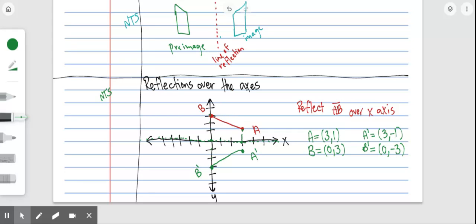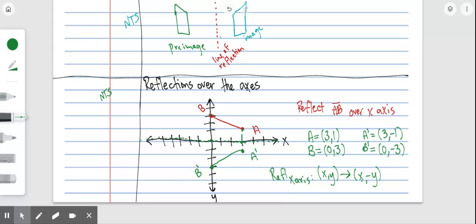So when you're reflecting across the x-axis, you take your coordinates x, y, and they change to x, negative y. Okay. Now this is in the same sort of notation as what we did for translations, but it's a little bit different. So you'll notice my coordinates for A, 3, 1, changed to 3, negative 1.